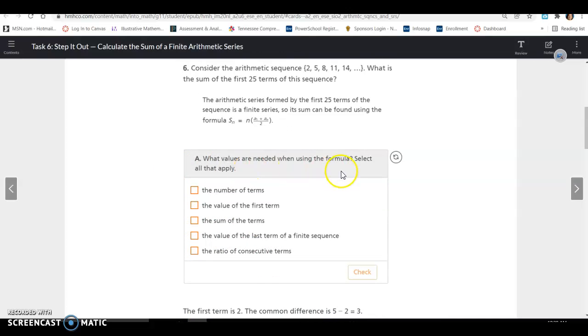Alright, so it says what values are needed in using the formula. Select all that apply. Well, n is the number of terms. A sub 1 is your first term. And a sub n is the 25th term, so the value of the last term of the finite sequence. Since we're looking for 25 added together, n in this case would be 25. We don't need the sum of the terms. That's kind of what we're looking for. And we don't need the ratio.